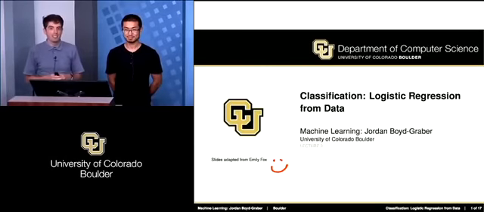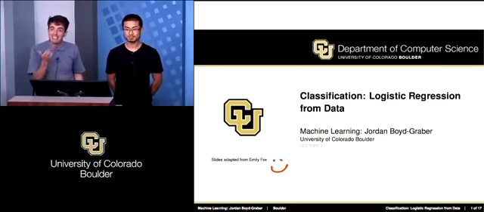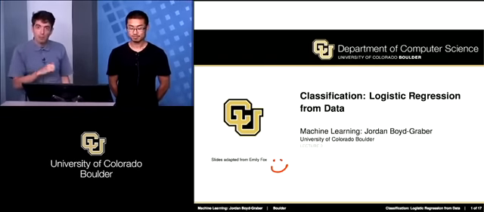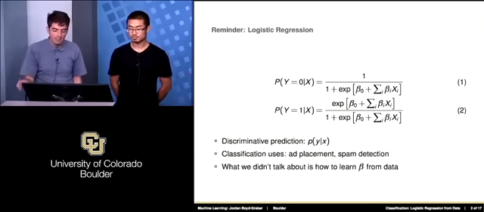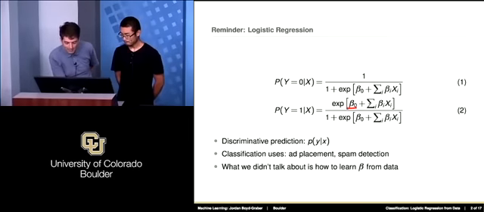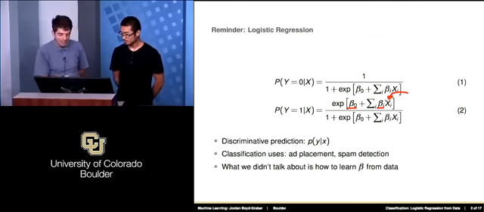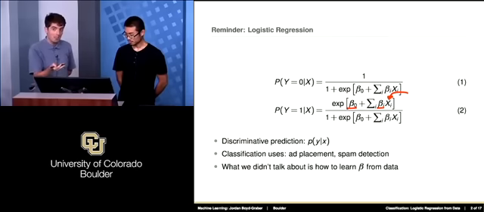Today we're continuing our discussion of logistic regression, and last time we didn't talk about where to get the logistic regression weights. That's what we're going to be talking about today. So just to remind you, this is the form of logistic regression. We have these weights, and we take, for a given observation, the dot product of that observation times the weights, and then that gives us a value that we feed through a logistic function that gives us a probability of a label given our data.